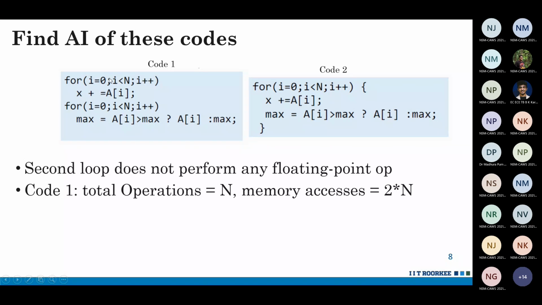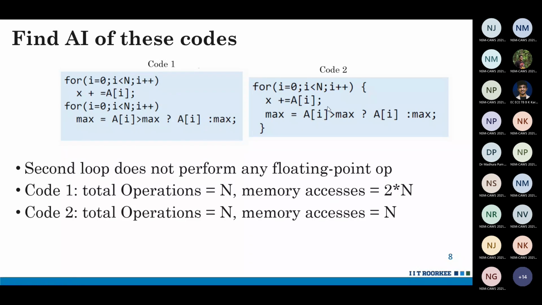So in total here we will be doing n computations, but we will fetch in both loops. So total memory access will be 2 into n words. And in the second code we will be fetching only one time each one. So total n words we will be fetching and we will be doing total n operations. So for the first code the AI will be 1 by 2 operations per word, and for the second code we will be having one operation per word. So the second code has better AI.